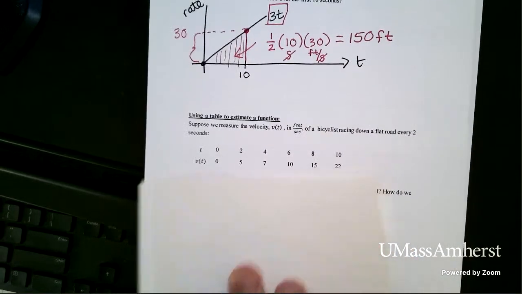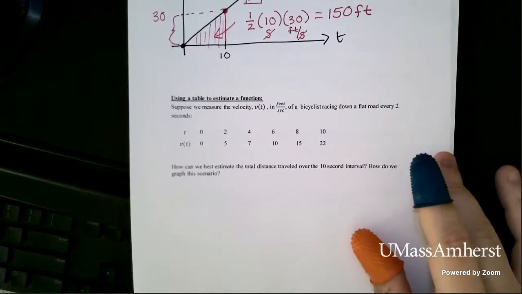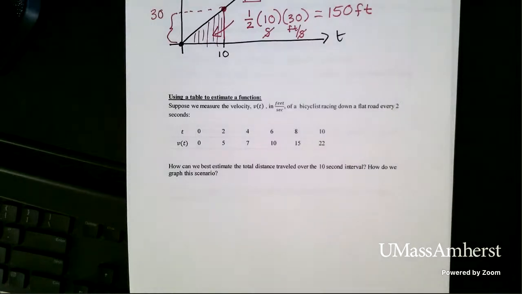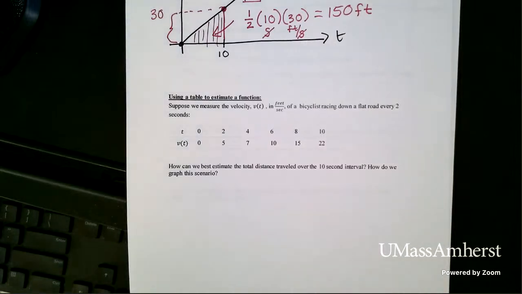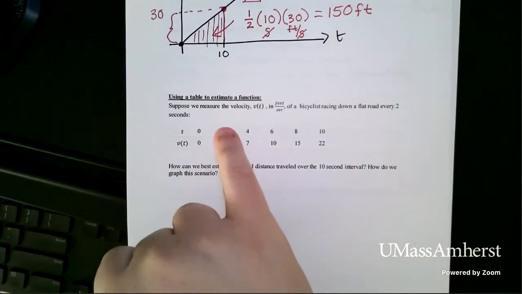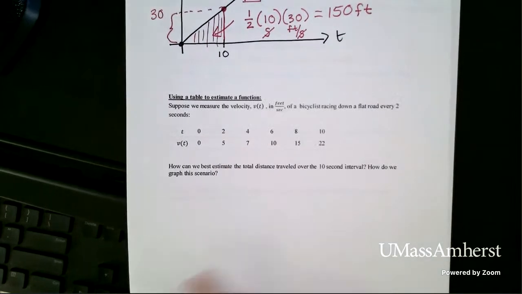So we're going to use a table and we're going to consider this question so we can sort of demonstrate and think about how we might deal with other types of functions. So suppose we measure the velocity in feet per second of a bicyclist racing down a flat road, and we're able to measure their velocity every 2 seconds. Okay, so someone is riding down the road, every 2 seconds, we're able to capture their velocity and record it in a table. So here at time equals 0 is right when they're starting. After 2 seconds, they're going 5 feet per second. After 4 seconds, they're going 7 feet per second. And then after 10 seconds, they're going 22 feet per second.